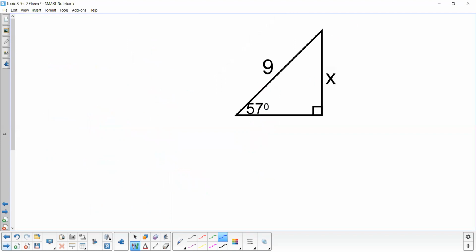A little different. Same deal, though. Let's label our sides. X is the opposite. 9 is the hypotenuse. We've got one of our angles in there. So, different function this time. If we're talking about the opposite and the hypotenuse, which of our three functions should we use?